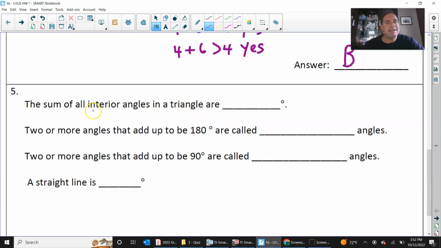The sum of all interior angles, just remember interior means inside. Interior angles of a triangle are 180 degrees. The two or more angles that add up to be 180 degrees, two or more, we went over in class today, these are called supplementary angles.